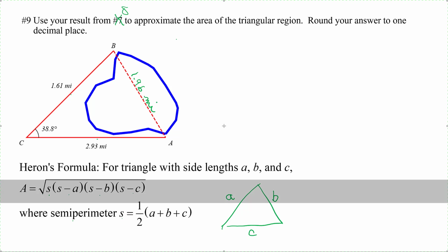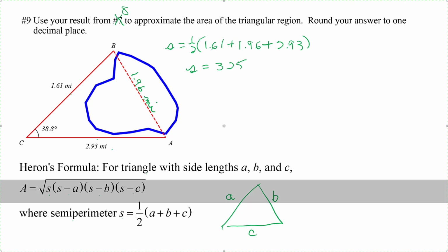And so we find that S is going to equal 1/2 times, well, let's take 1.61 as our first side length. We'll take 1.96 as our second side length. And then we're left with 2.93 for the third side length. And we get S is equal to 3.25. Okay, so we have S equals 3.25.